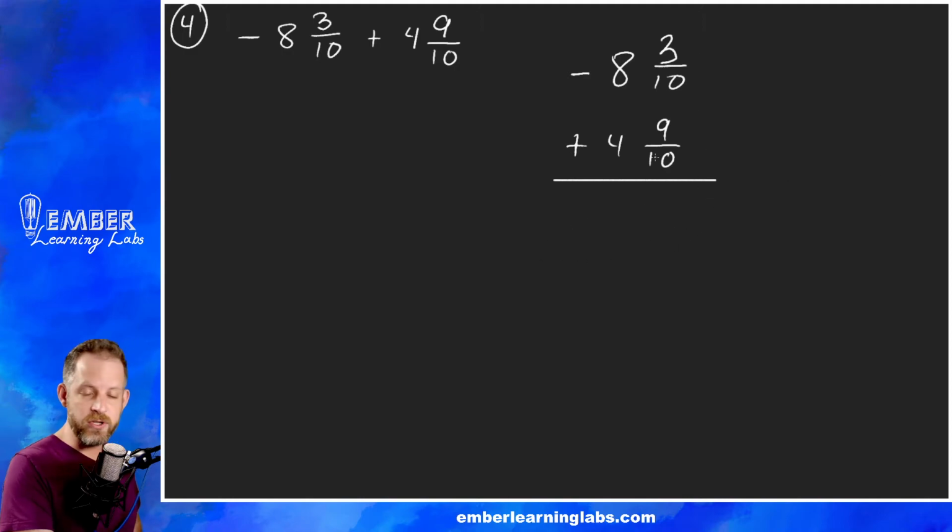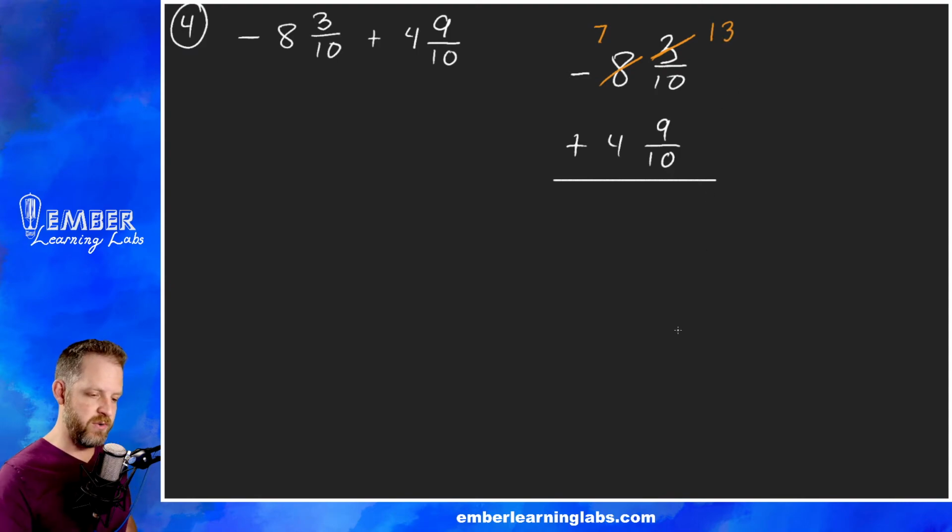Now, we're subtracting, and we're trying to subtract 3/10 minus 9/10. We can't subtract 9 from 3, right? So we've got to borrow. Let's see if we can figure out borrowing from mixed numbers. So we're going to take this 8 and turn it into a 7, right? Now for this fraction, to figure out what number it is, we add the denominator plus the numerator. So it's going to be 13/10.